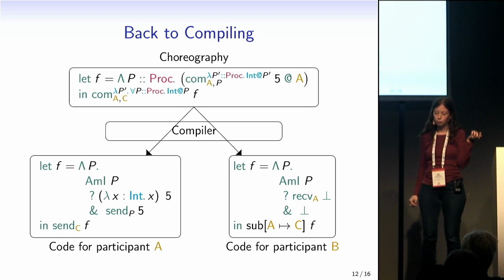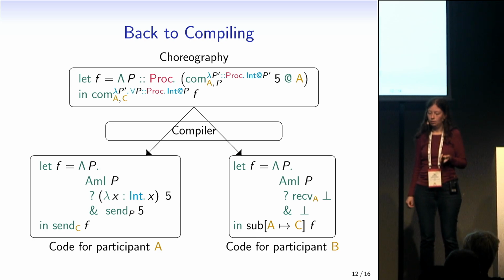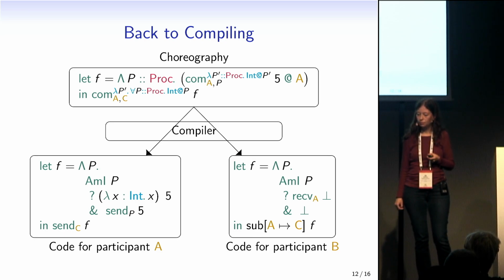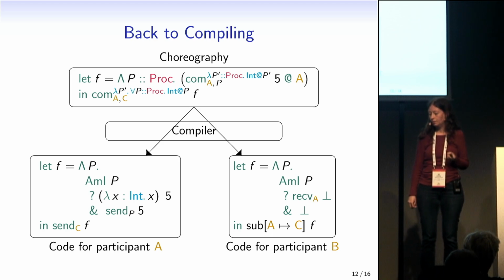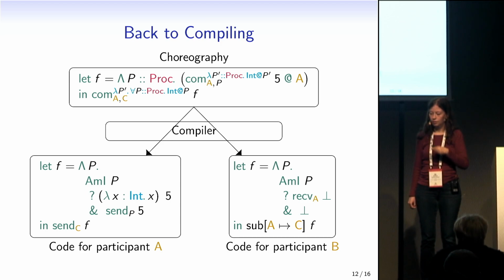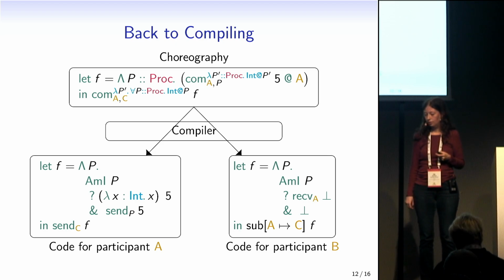So how do we compile this? How do we generate local code? Well, here we have a new f kind of like the previous one. What this f does is it takes a process p, and it communicates the int 5 at a from a to p. And it's got the functions it needs to do that. And like before, we send this function from a to c. So what does that look like at a?